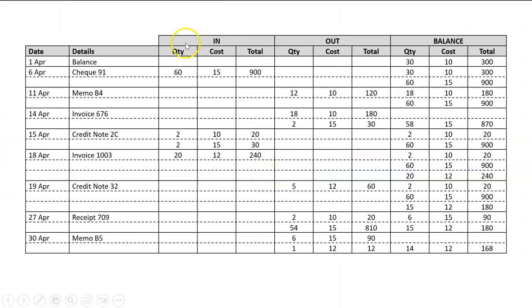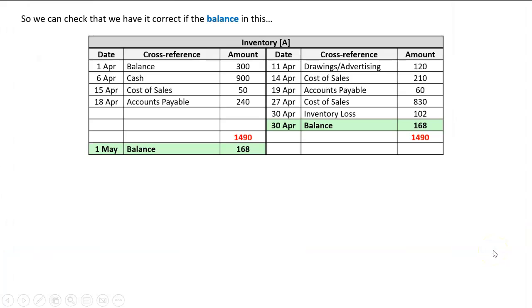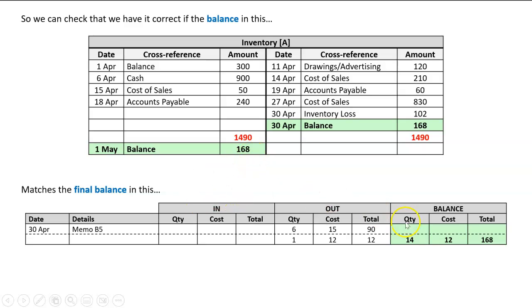Well, if we actually look at this inventory card here, they've got a lot going on, but if we just go all the way to the end, we said at the end of the month we should have 14 units at $12. That is also $168. So what are we saying here? Well, to get the balance right in our inventory ledger, it just means it's going to be the total of all the final balances in the inventory cards. So if this business just had one type of inventory and this was the only inventory they had, this total here should match that total there.